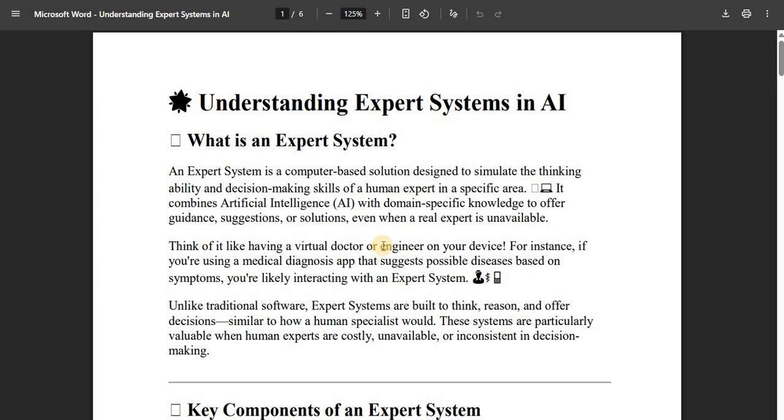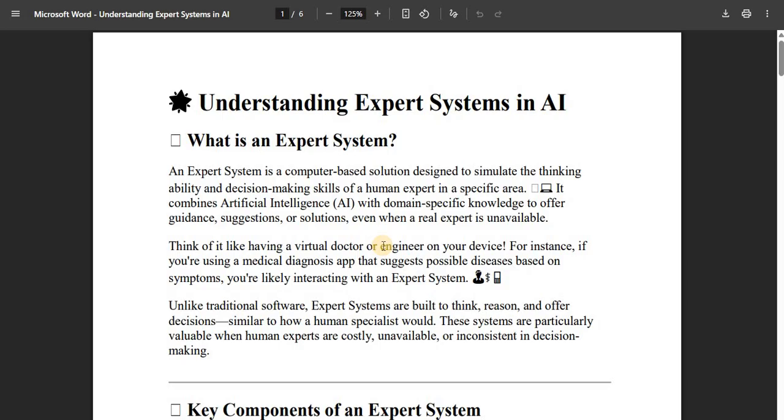Hello students, now I am discussing the expert system. Now what is an expert system? Expert system means whenever a human expert is missing and a machine is guiding you as an expert, that is an example of an expert system.